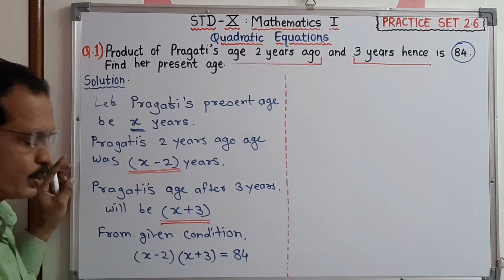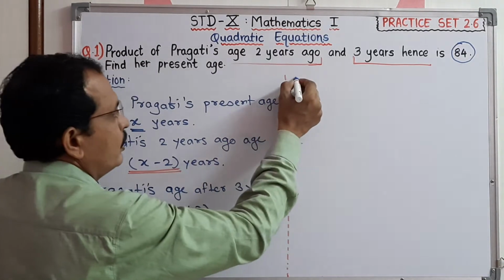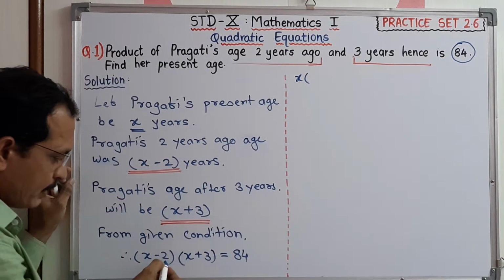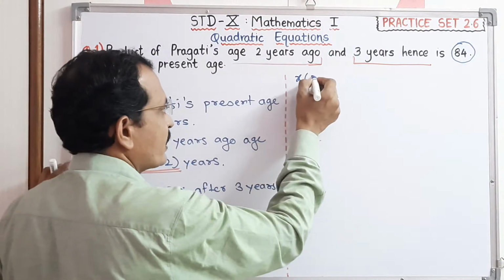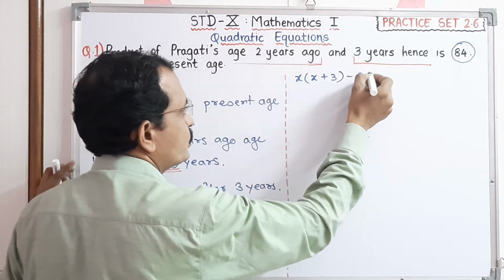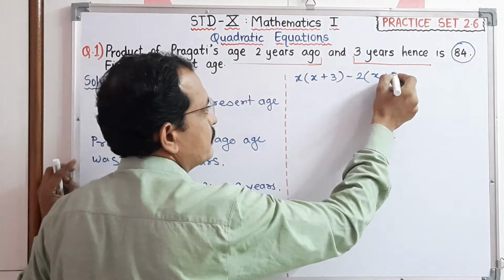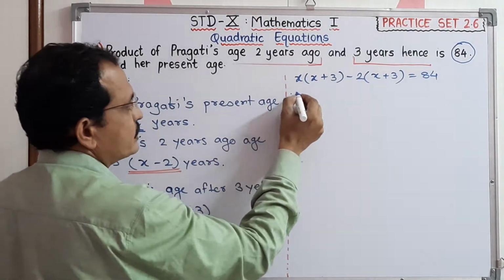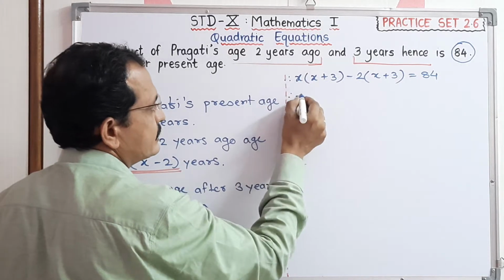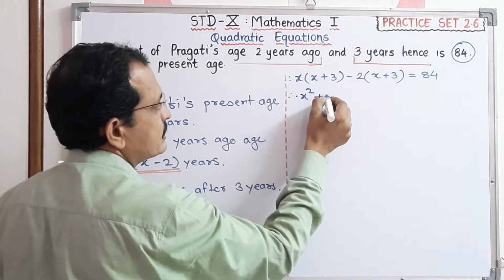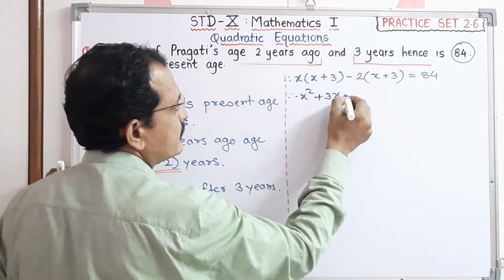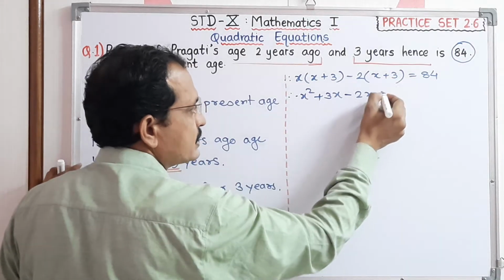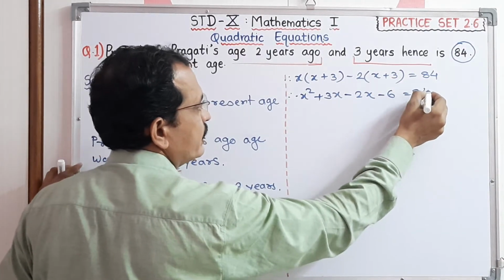For that purpose, we have to do the multiplication. Here, we have to multiply two brackets. That means we multiply this x with this bracket and minus 2 with this bracket. Therefore, x into x plus 3 minus 2 into x plus 3 is equal to 84. Now do the multiplication. Here it is x square, plus this x with this 3, it is 3x. This 2 with this x, it is minus 2x, and minus 2 multiplied by plus 3 is minus 6, equal to 84.